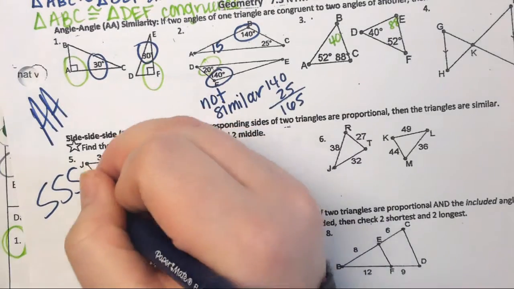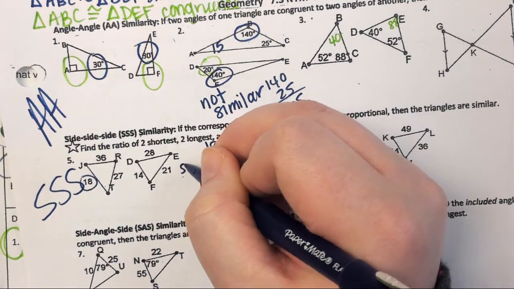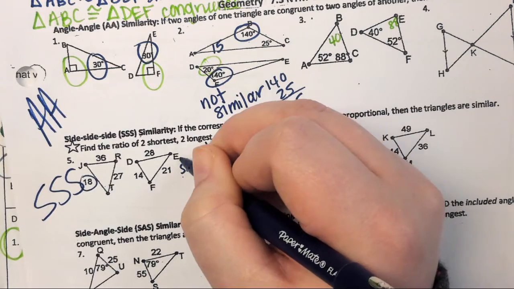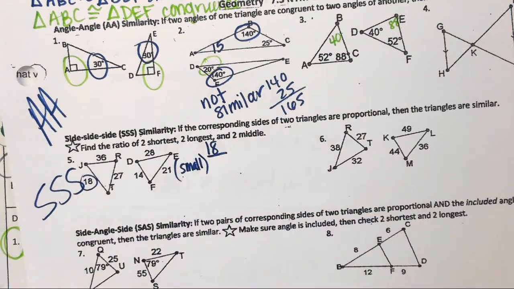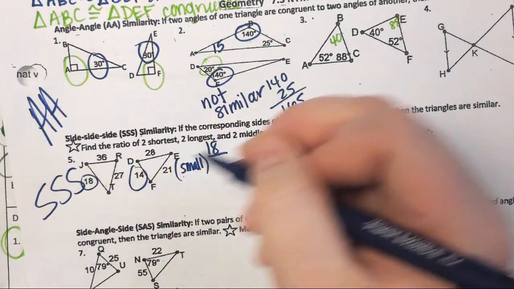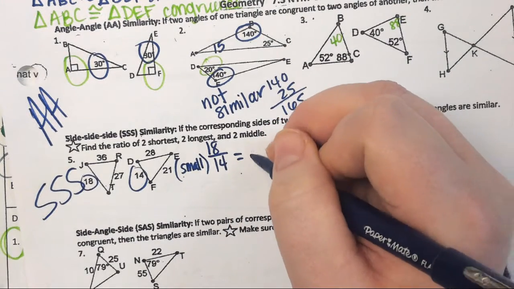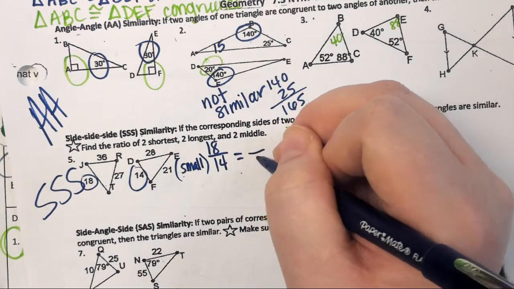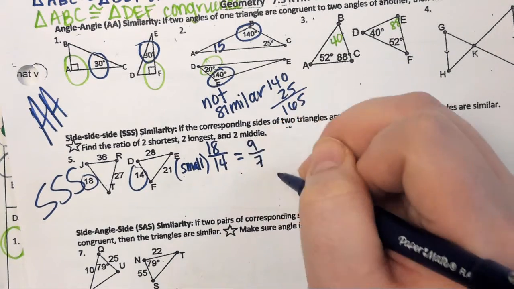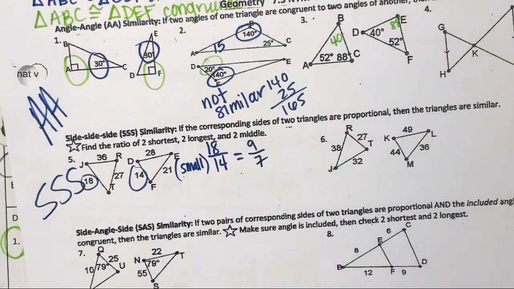18 is the smallest number. I'm going to put it in the top. I'm doing the small. I might want to make a note to myself. So 18 over, what's the smallest? 14. So I can reduce that, and it would be 9 over 7. Or if you wanted to do the decimal, it would still be okay.